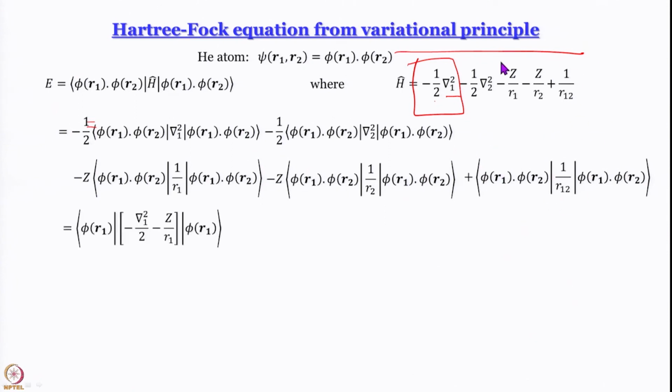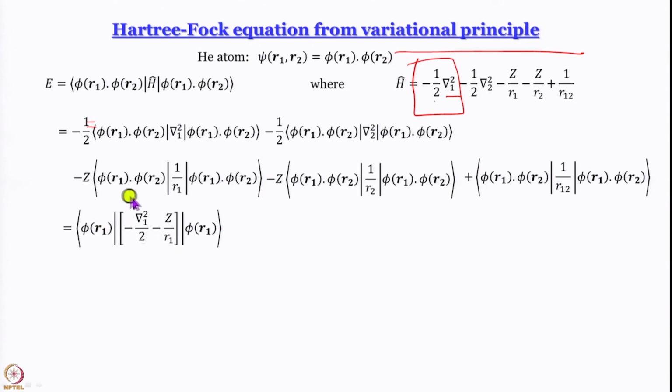So, the first one, what we will do is we will collect the terms in 1, and here you see we have got rid of the factor of 2, because that integral has become equal to 1 by normalization. So, this integral becomes integral phi of R1 star, that is multiplying minus del 1 square by 2 minus z by R1 operating on phi R1. What is it? Do you recognize it? It is like the expectation value of energy for a 1 electron system, is it not?